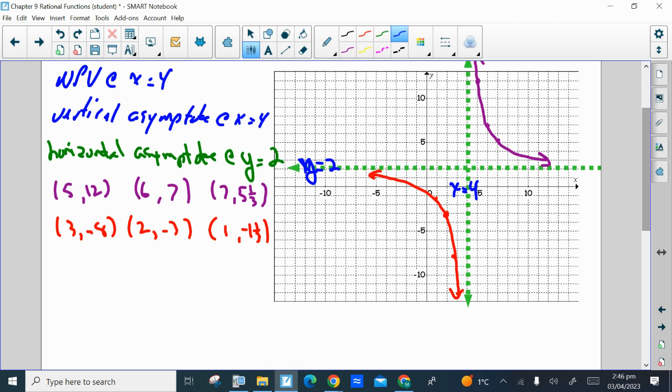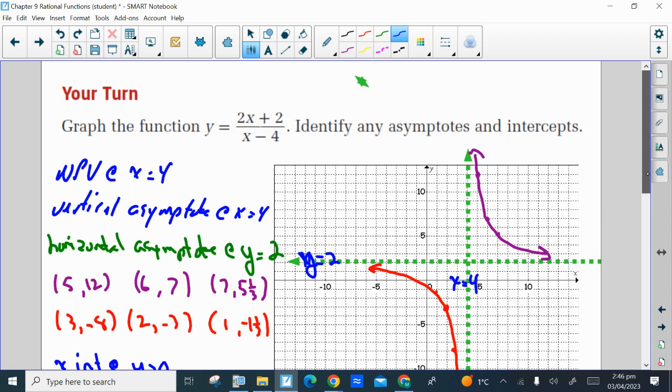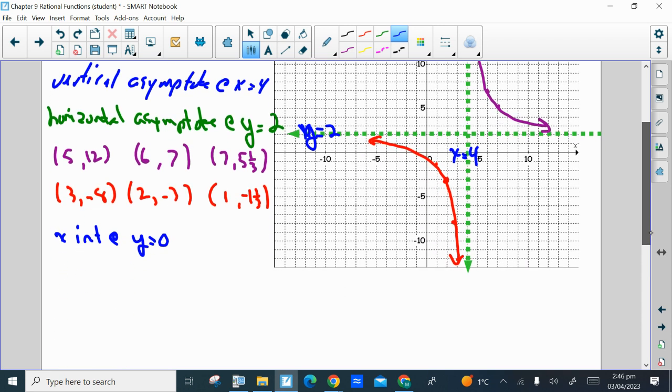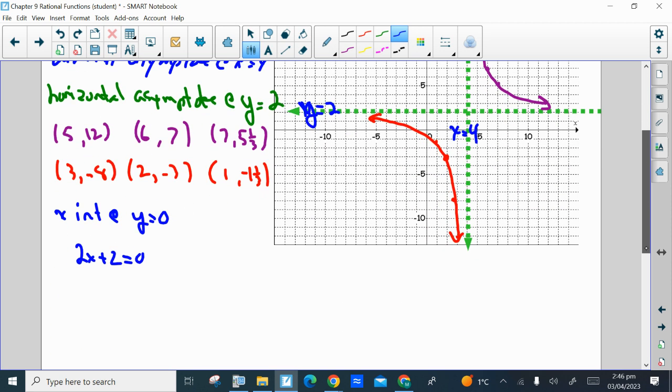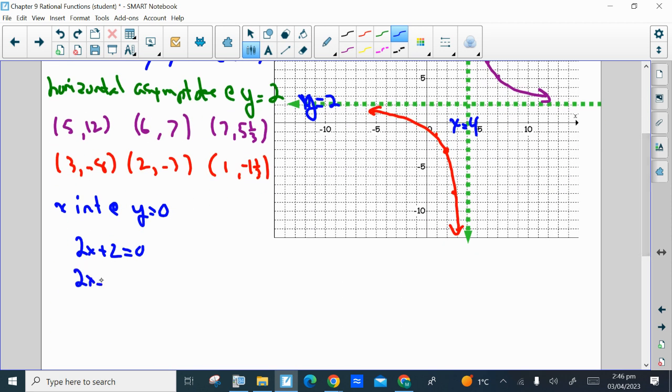Remember that your x-intercept is where y equals 0. And remember that a rational function equals 0 when the top equals 0. So it's where 2x plus 2 equals 0. That would be where 2x equals negative 2 and x equals negative 1. So our x-intercept is at negative 1, comma 0.